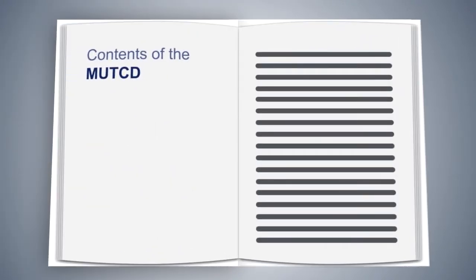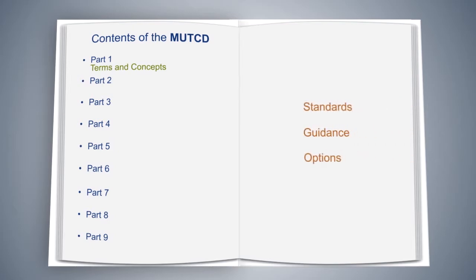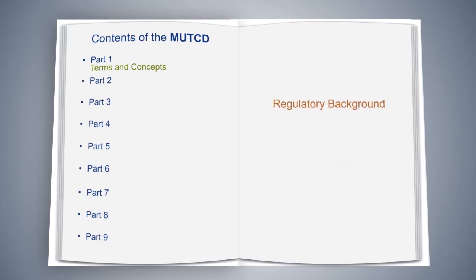Let's review the contents of the MUTCD and learn how agencies use the manual to make decisions about traffic control devices. The MUTCD has 9 parts. Part 1 defines terms and introduces the concept of standards, guidance, and options. More specifically, the standards define what every agency must do, and the guidance and options designate what they should or may do. Part 1 also provides regulatory background and additional information that assists the reader in using the manual.